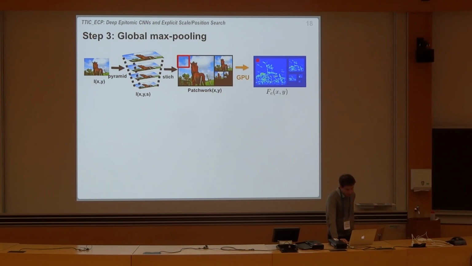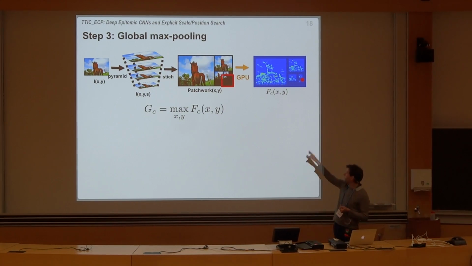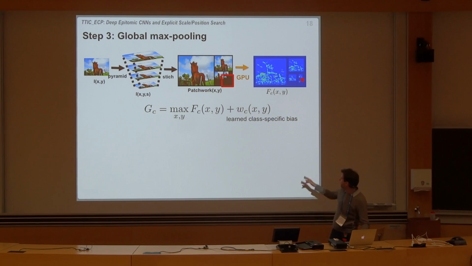And the very last stage is to do a global max pooling. Namely, we're considering all positions in the image, sliding our window in the patchwork, and doing max pooling in the output. So we have the classifier score obtained by maximizing over positions in the patchwork, which amounts practically to exhaustive search over translation and scale. And we also verified that if we add a spatially dependent bias, we have another gain in detection.